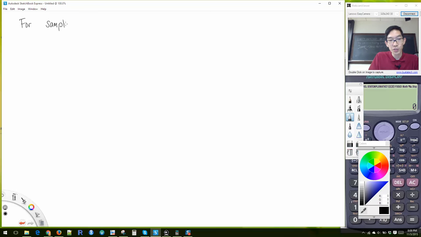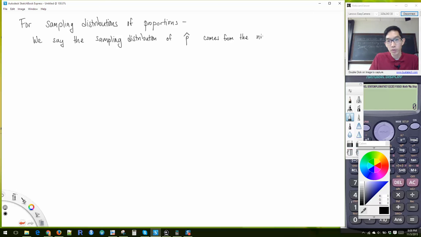So for sampling distributions of proportions, we say the sampling distribution of p hat comes from the normal distribution with mean equal to P, which is the population proportion.